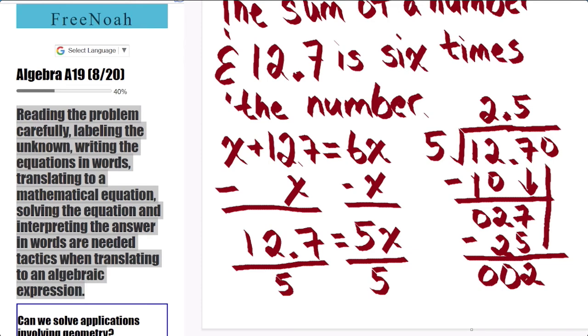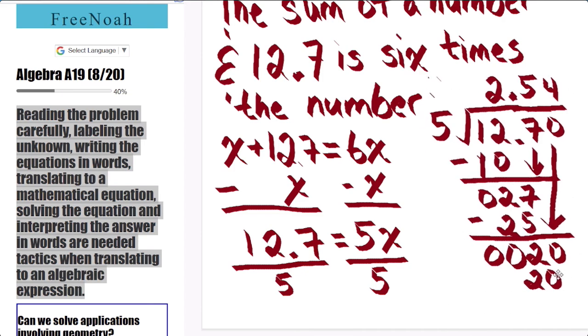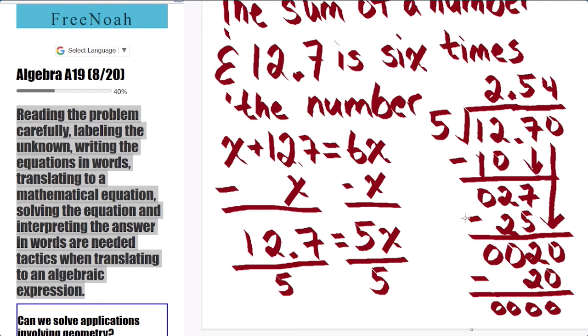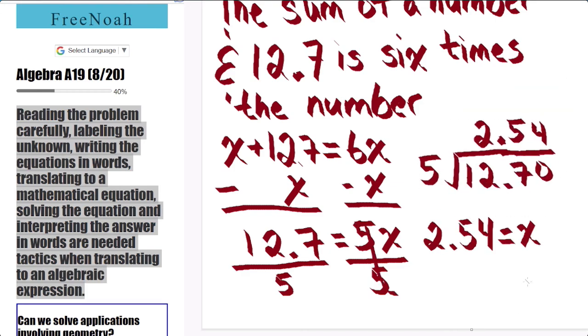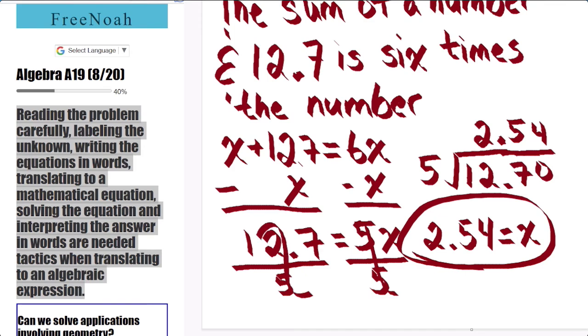Now let's place 0 here, drop down to 0, making our 2 a 20. 5 goes into 20 4 times. 4 times 5 is 20, and 20 minus 20 is 0. Okay, so we solve for x. We know that x is 2 and 54 hundredths. Perfect. Now we have to interpret the answer in words. And that's basically our final step here.